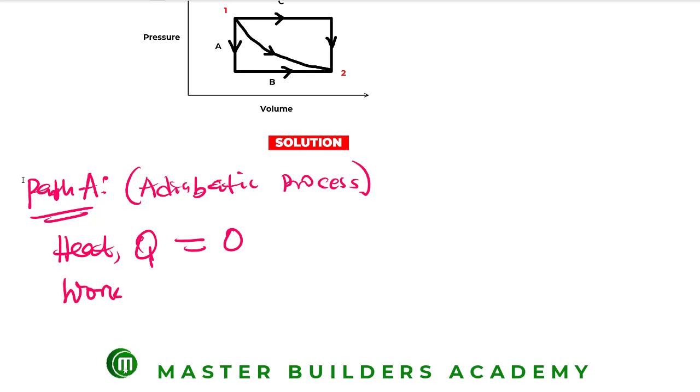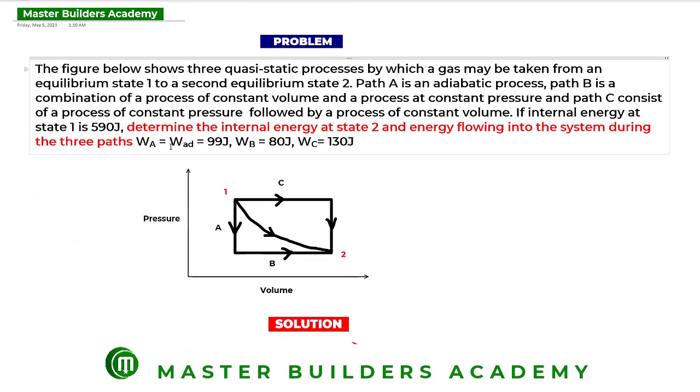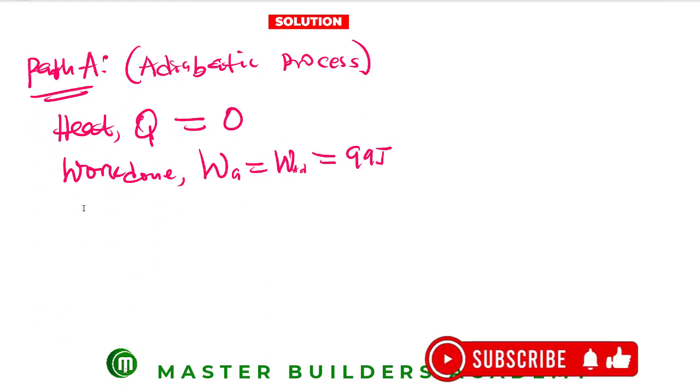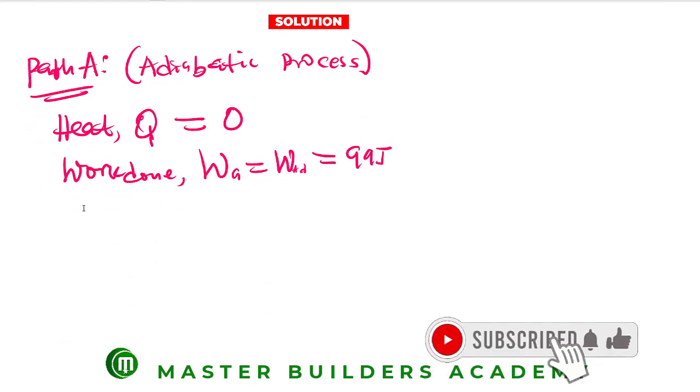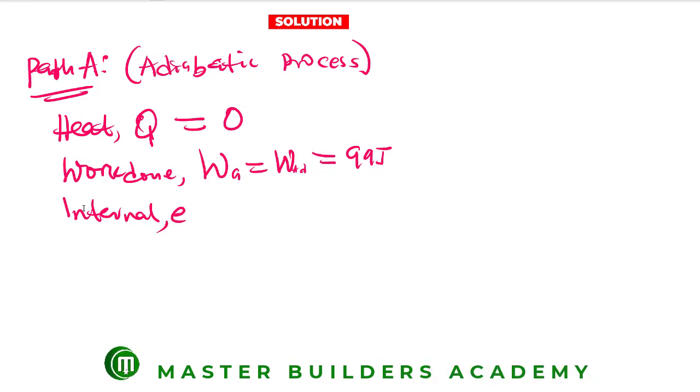Now, what is the work done on this process? As you can see from the question, we're given that work done at A, which is the same thing as WAD, is given as 99 joules. Let me take you up so that you can see it. You can see it on the screen. WA is equal to WAD equal to 99 joules. So this is the work done for this adiabatic process. Now the internal energy U1, remember it's not changing, was given as 490 joules for process 1.